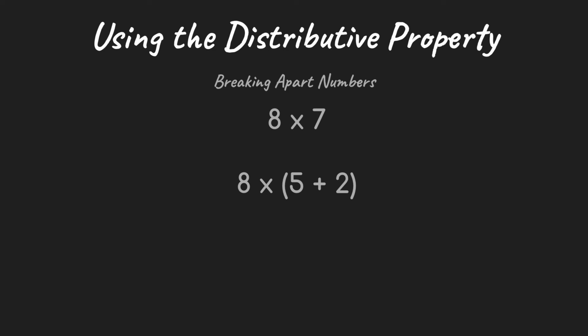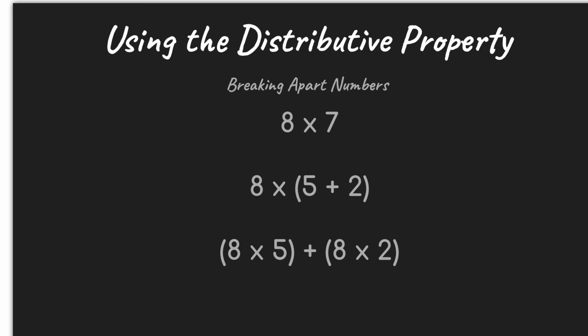So I'm going to break that 7 into 2 separate parts, 5 plus 2. Because I know 8 times 5 is 40, and I know 8 times 2 is 16. So I'm actually going to split that into 2 problems. I'm going to do 8 times 5, which is 40. I'm going to bring down this plus sign, and I know 8 times 2 is 16.